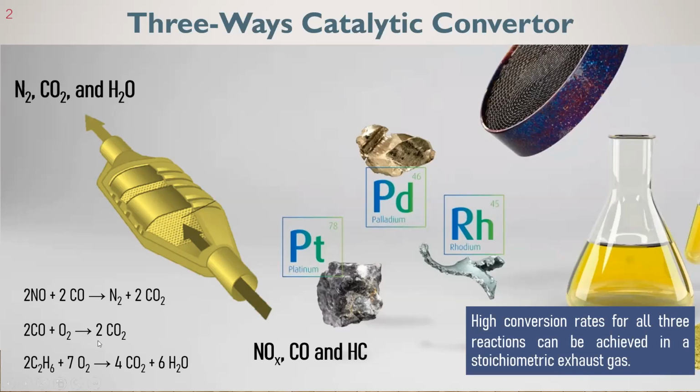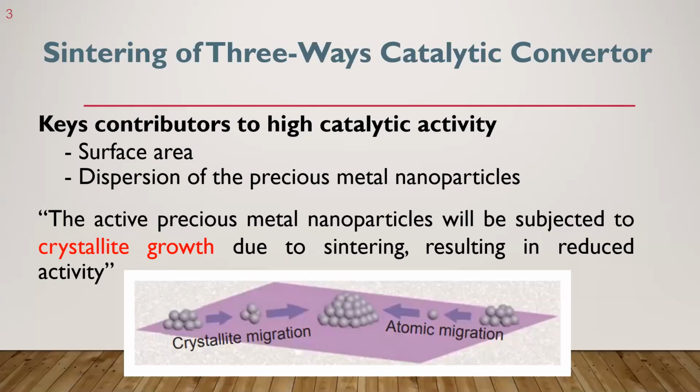This chemical equation right here shows the reduction of nitrogen oxide, carbon monoxide oxidation, and hydrocarbon oxidation. The main catalysts used in the three-way catalytic converter, or TWC, are platinum, palladium, and rhodium. Two key contributors to high catalytic activity are the surface area and dispersion of the precious metal nanoparticles, right?